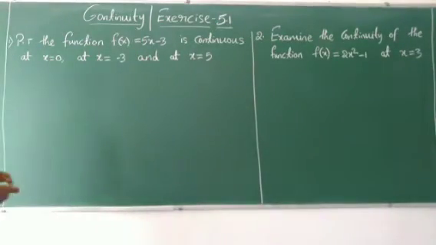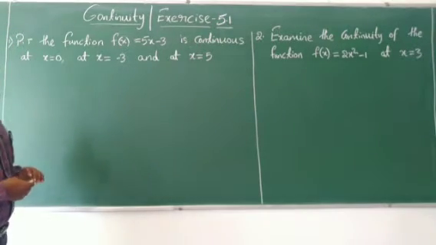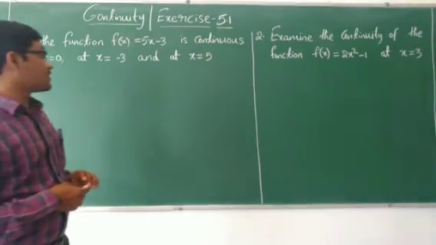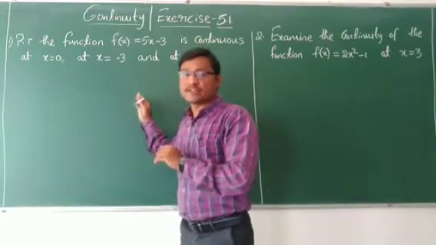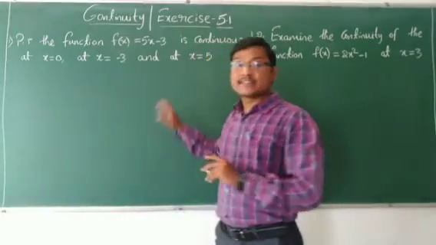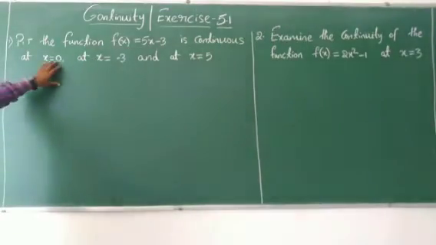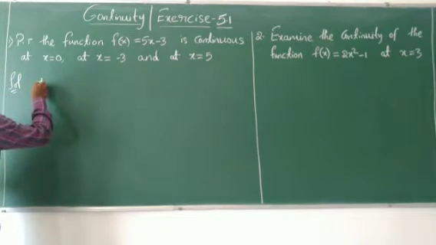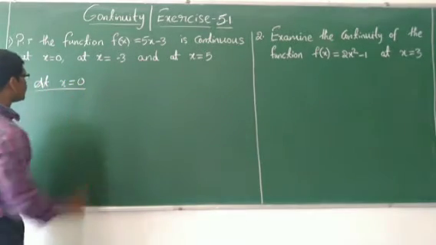First one: prove that the function f of x equal to 5x minus 3 is continuous at x equal to 0, at x equal to minus 3 and at x equal to 5. He is given three specific points. You have to find out the continuity at all these 3 points separately. Okay. So first find out the continuity at x equal to 0.